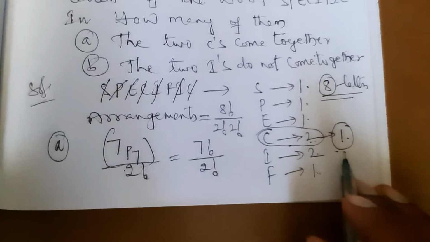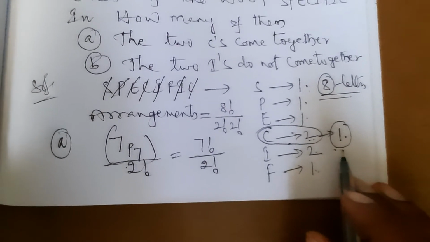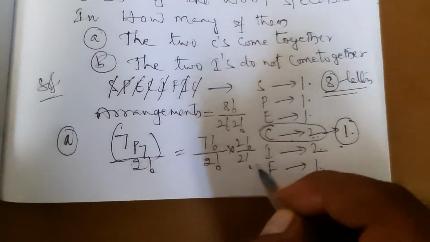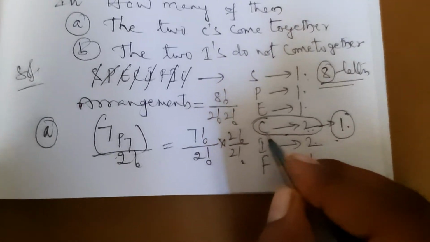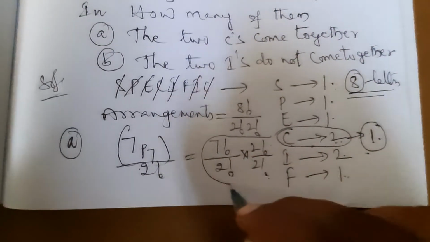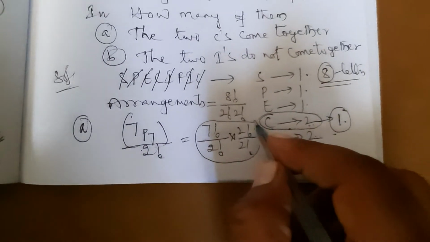If you interchange the C's, you can get one arrangement only. Otherwise you can write it as 2 factorial by 2 factorial. Internally, the two C's you can arrange in 2 factorial ways, and the similar things are 2 factorial. So this is the answer for when the two C's come together.